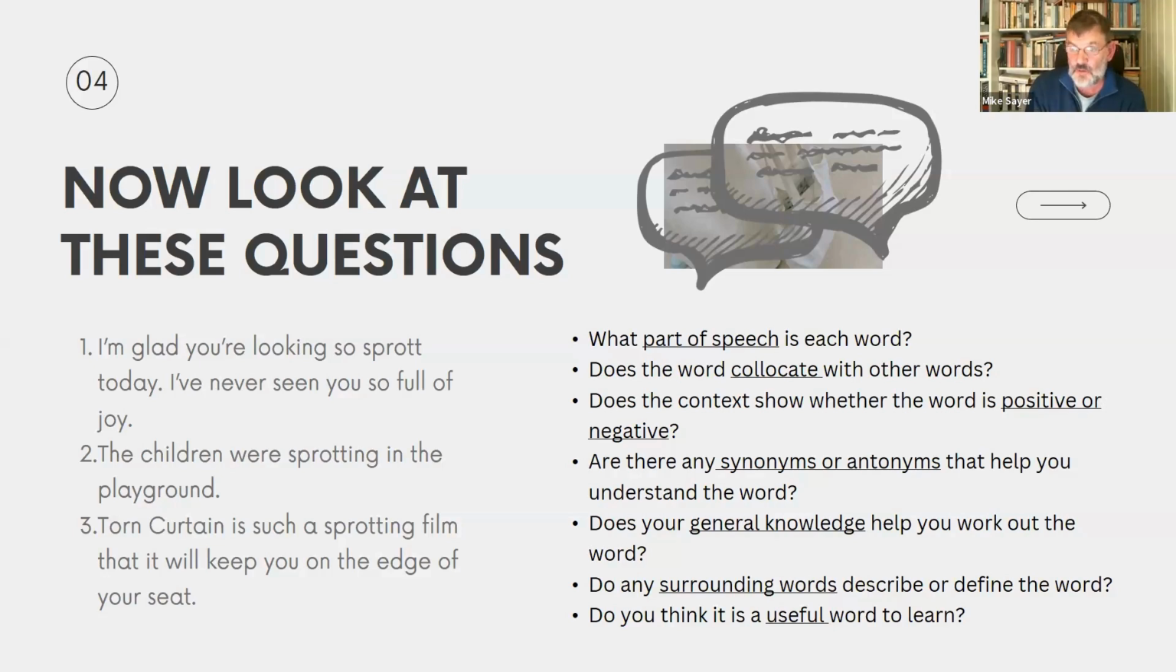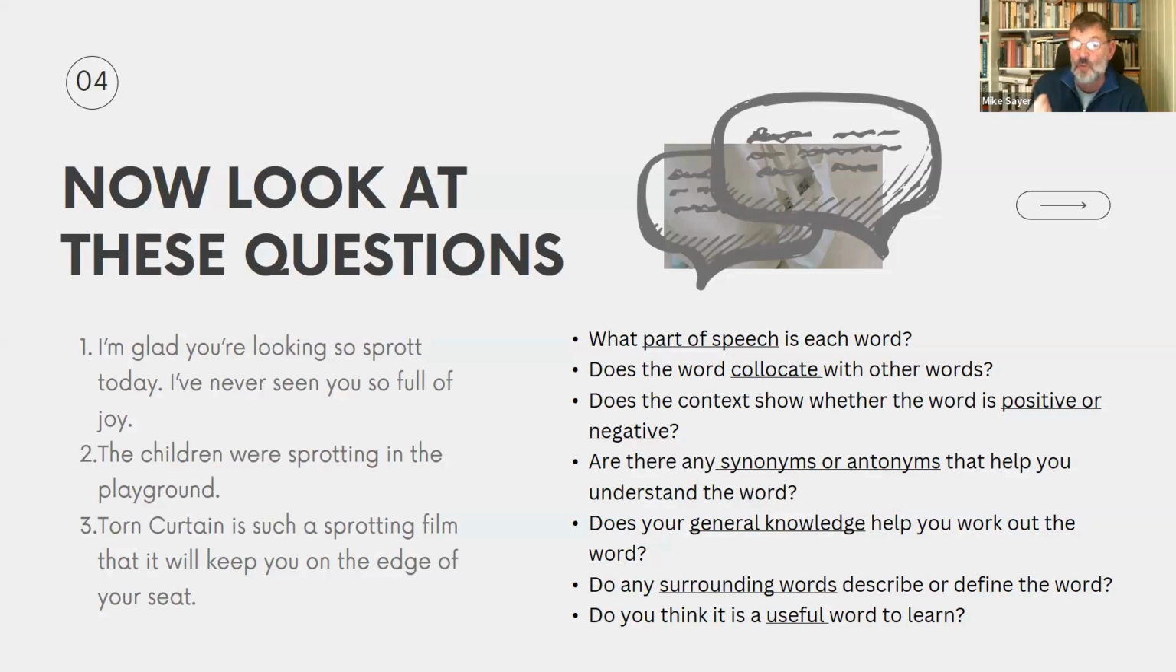Does the word collocate with other words? In other words, what words does it go with? What words that you know in the sentence does it go with? So for example, in the first sentence, you can look, sprot. Sprot goes with look. So it's obviously an adjective that describes somebody's appearance or personality in some way.